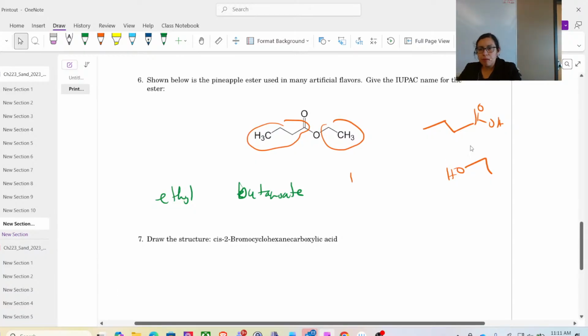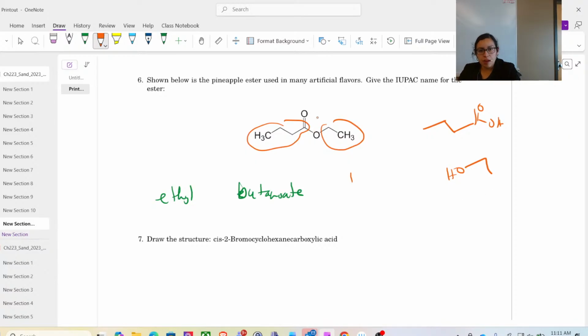And so yeah, coming from these two pieces, the carboxylic acid and the alcohol, right? So this O is actually from the alcohol. And so remember, right, this leaves, so it's a condensation reaction.